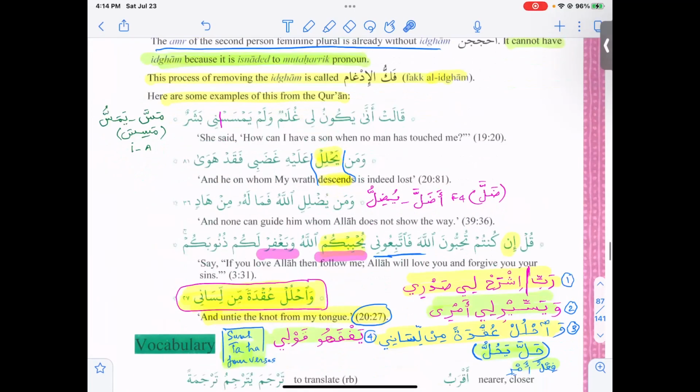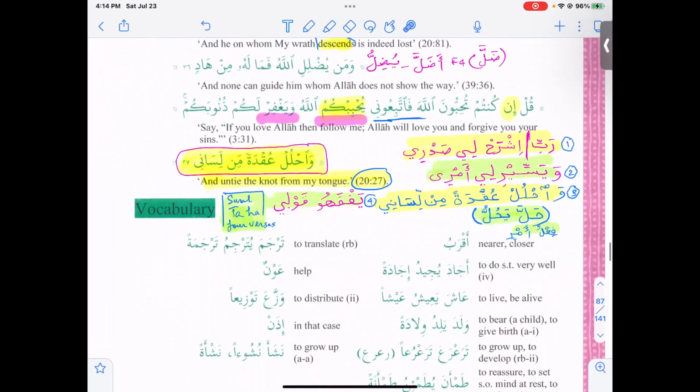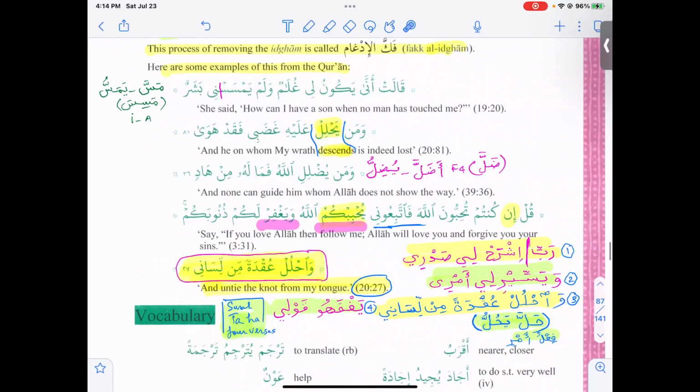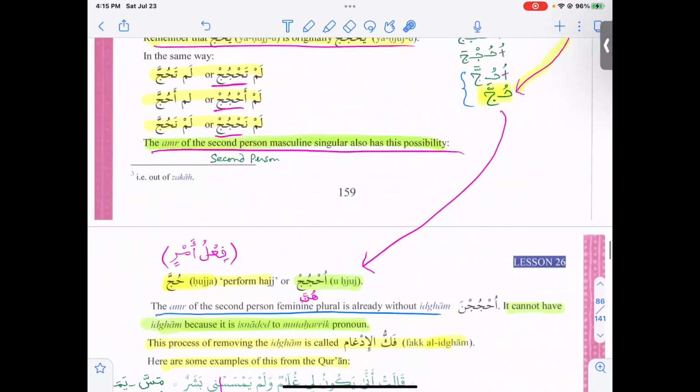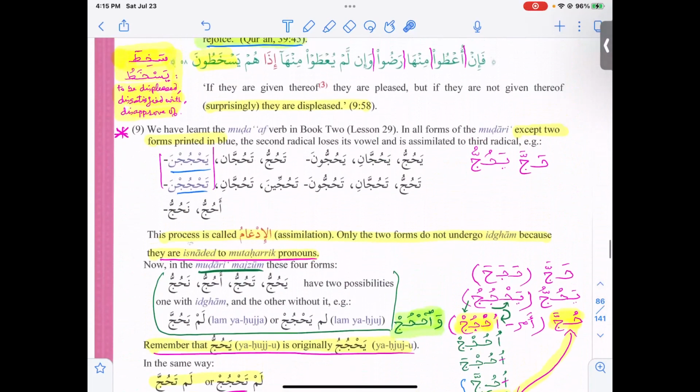I didn't want to rush, my brothers and sisters. I got a lot of things. I thought I'd explain to you. I wrote down this also, Rabbi Ishrahli Sadri, Wayassirli Amri, that I say every time. I want to give you a detailed explanation behind these four verses of Surah Taha, four verses, 1, 2, 3, 4. I will explain next time, inshallah. So we have here something that we will study next time.